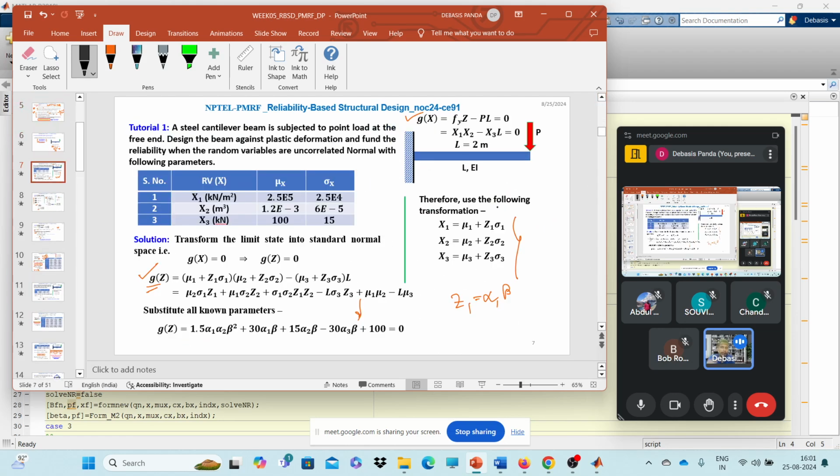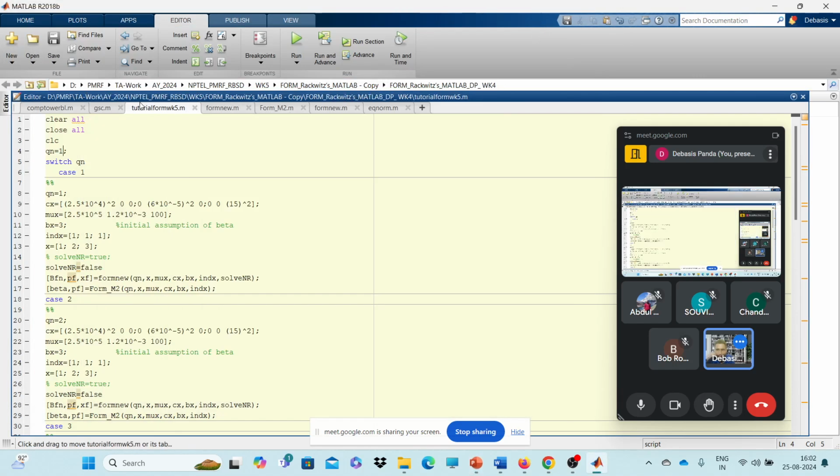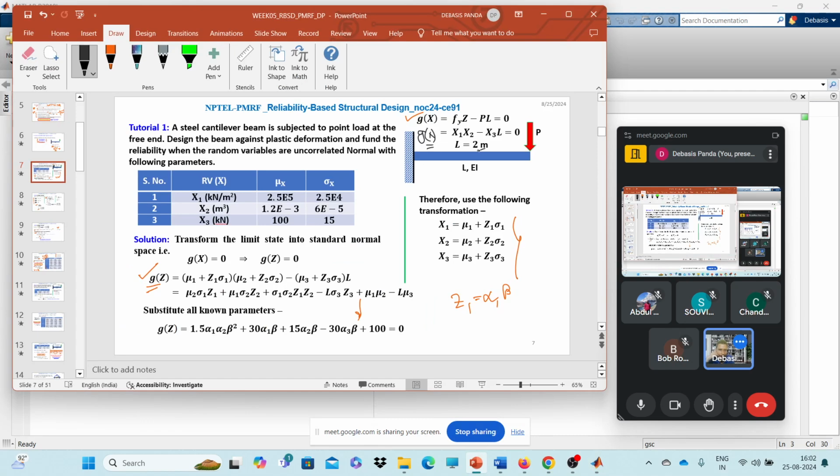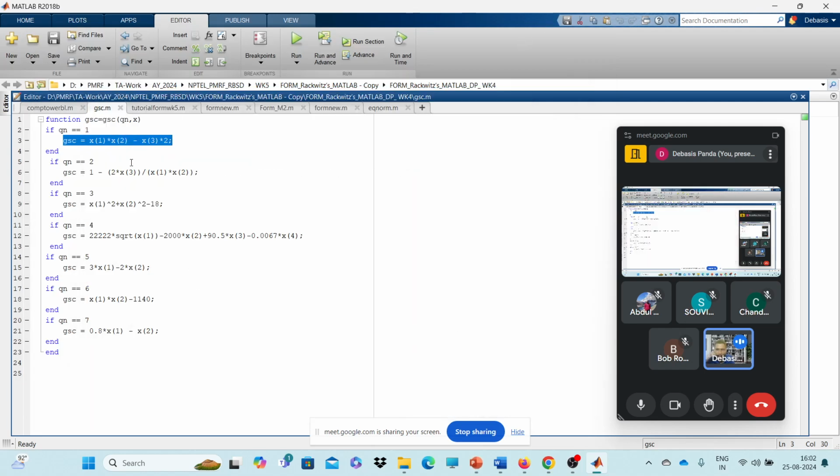Okay, the cantilever beam problem. The problem says that we have a limit state g of x equal to x1 x2 minus x3 l. Clear? First let's define our limit state. I have defined that limit state in another function. If the question number is 1, then this function allows me to access this limit state: x1 x2 minus x3 into l. I think l was 2 meters, that's why I put 2 into x3. So this is my limit state function.